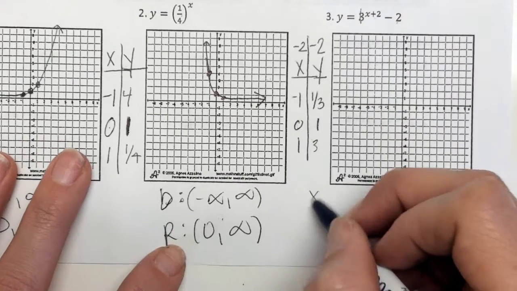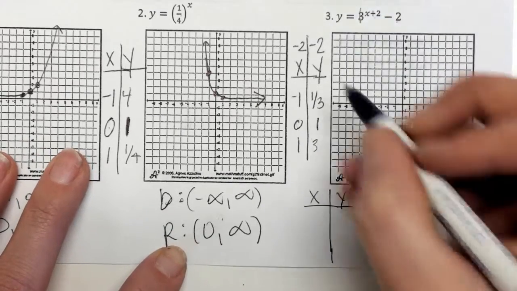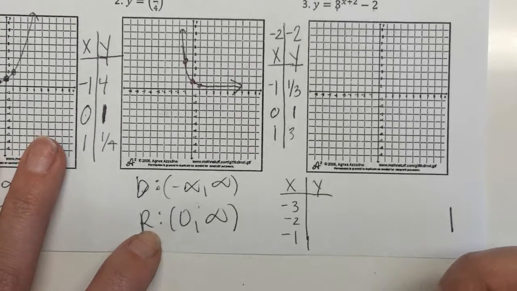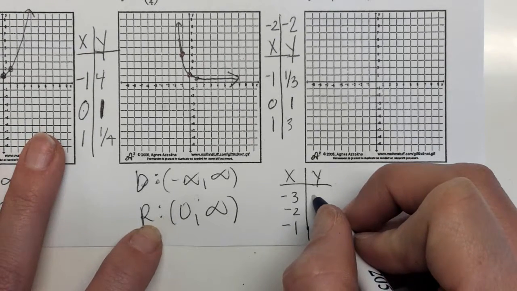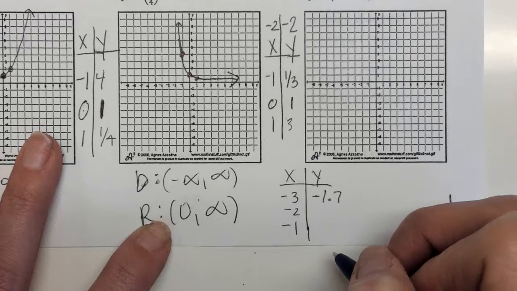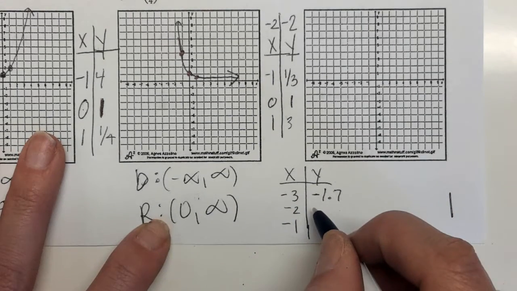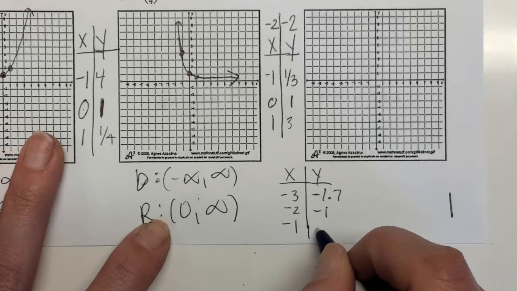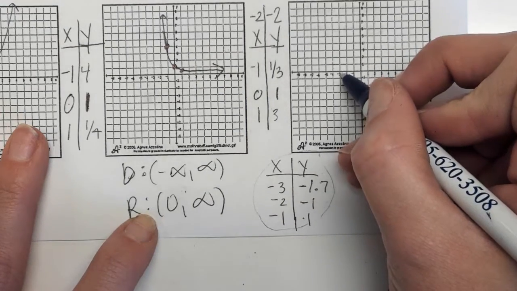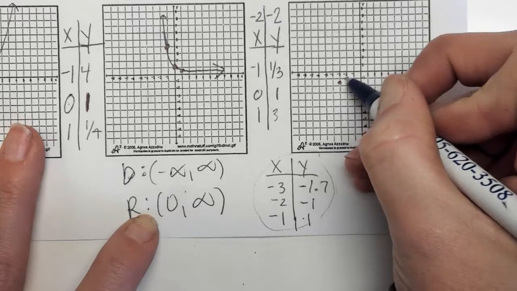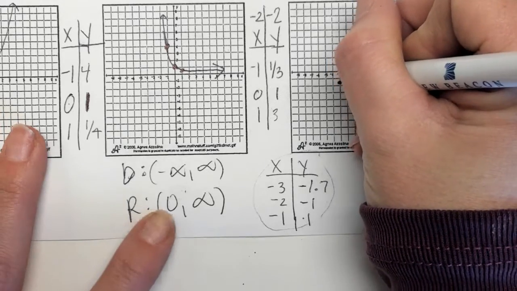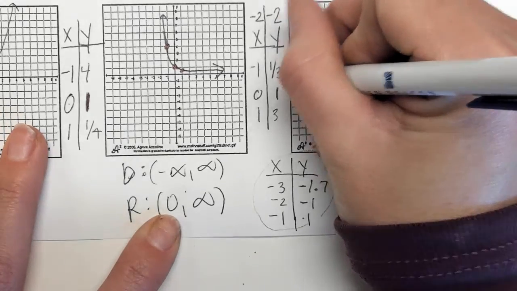Alright, so tell me, I'll have to rewrite my table because I don't have room. Tell me my new x values once I subtract 2 from these. Very good. And tell me my new y values. You can leave it as a decimal if you want. Good. That's fine that you rounded. It'll be the same when you graph it. What about -2? And last one? Good. Go ahead and graph your new table values.